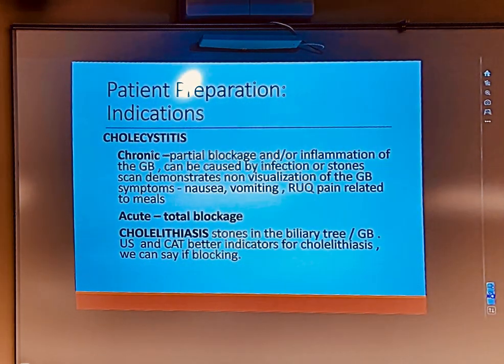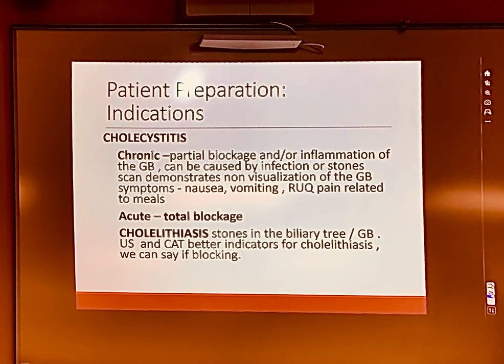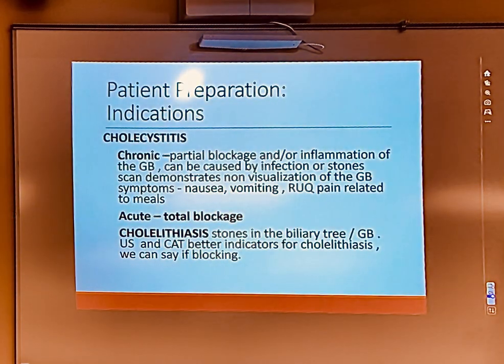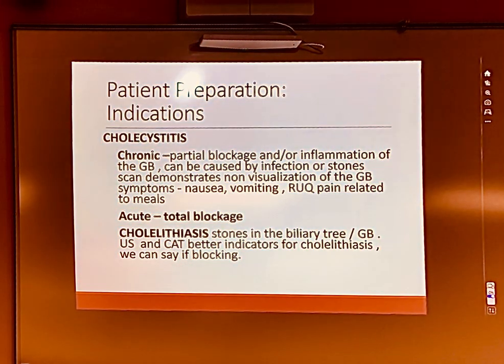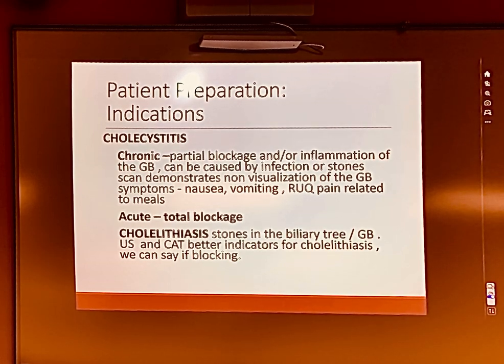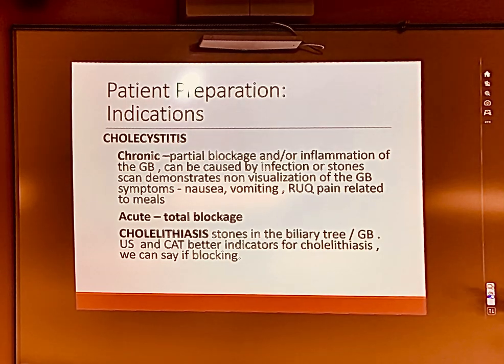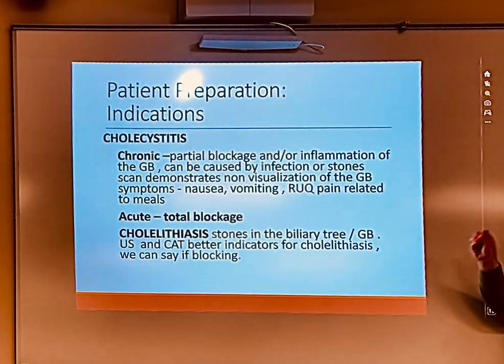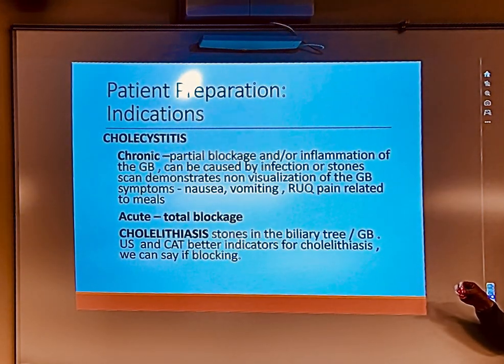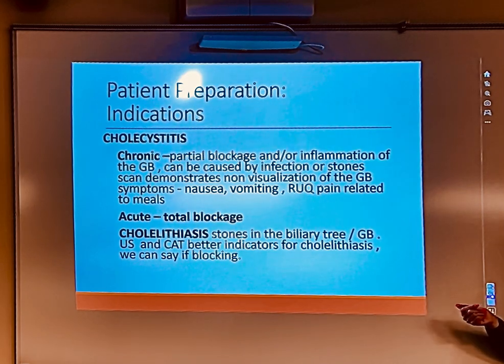Sometimes they're too small for CT to see. Ultrasound is the gold standard to see if the patient has gallstones. What you can say is, the doctor that ordered it says, hey, my patient has gallstones, I need a hepatobiliary scan. What they're asking you is, is this gallstone obstructing the bile path in my patient? That's what they want to know.